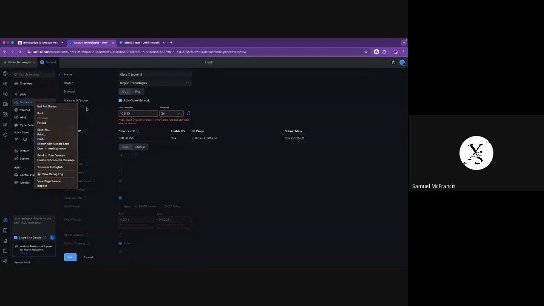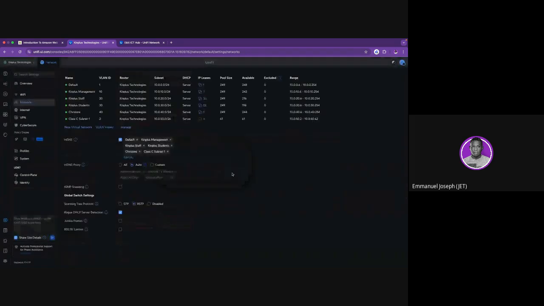Sorry, let me take it back quickly. This is what we're using. We're dividing this class C of 10.0.50 into 4 different subnets. So the first one we've created has given us a range of 2 to 64, to 62 rather.